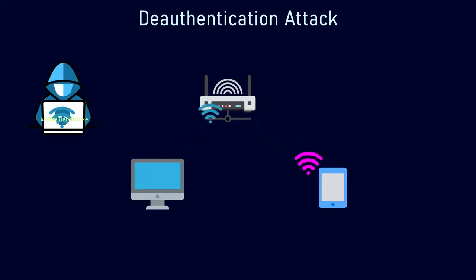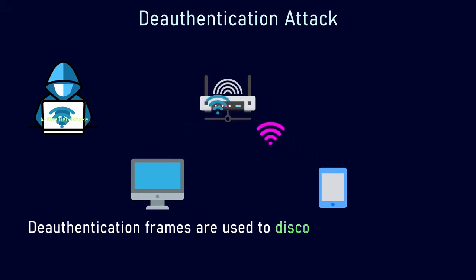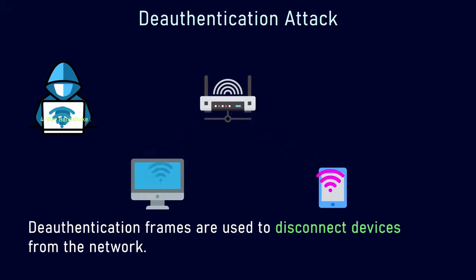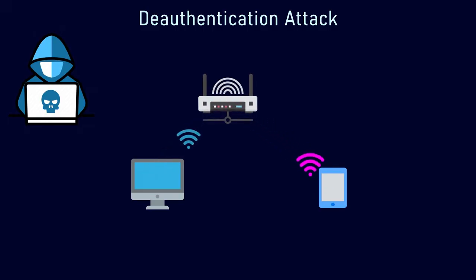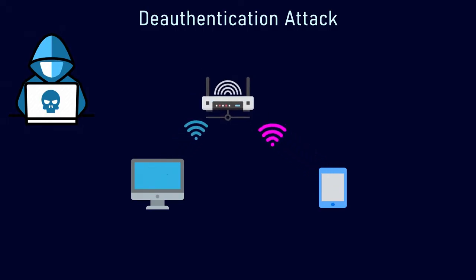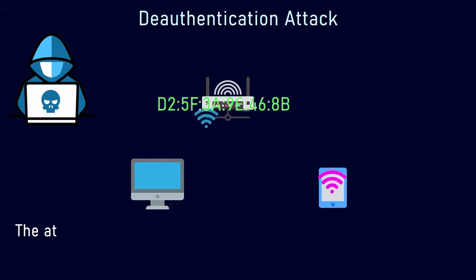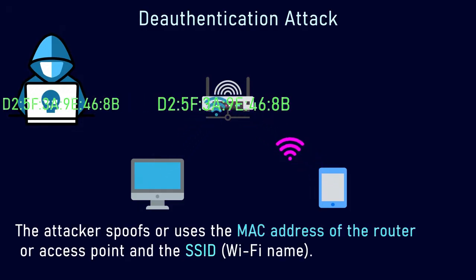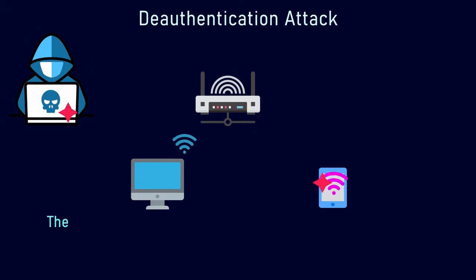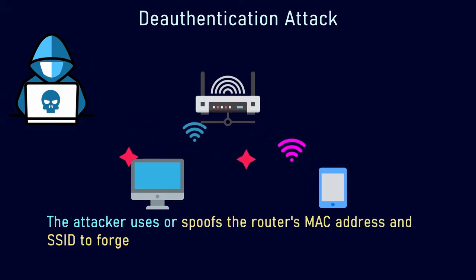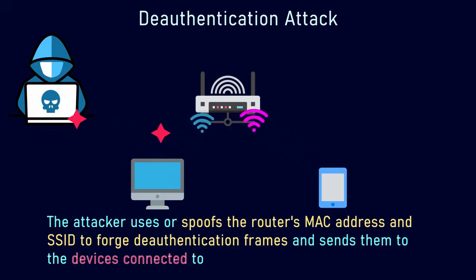Deauthentication frames, as we discussed in the fundamentals section, are used to disconnect devices from the network. How a deauthentication attack basically works: the attackers pretend to be the router or access point by spoofing the router's MAC address and SSID or its name. They then send deauthentication frames to the devices connected to the network on behalf of the router. The attacker uses router's MAC address and sends deauthentication frames to the connected devices.